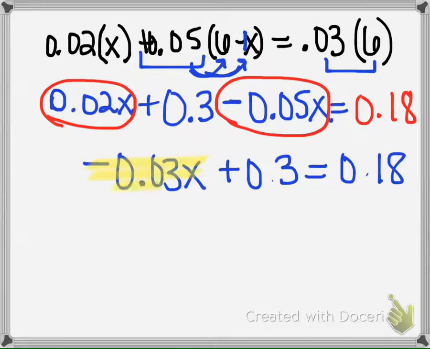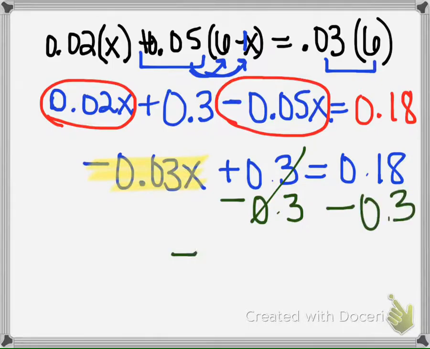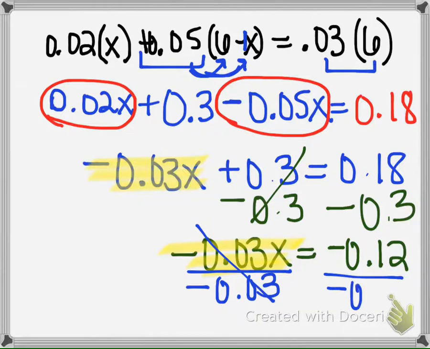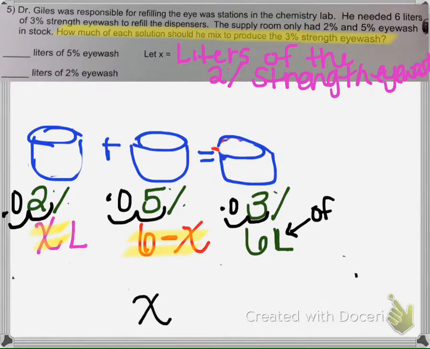So our goal is to get the variable term by itself, so we're going to subtract 3/10, so 0.3. And then the last step to get rid of the number that's in front of the variable, we're going to divide by negative 0.03. So we get x equals 4. So let's make sure we understand what we just found there. Okay, so we got that x was 4.